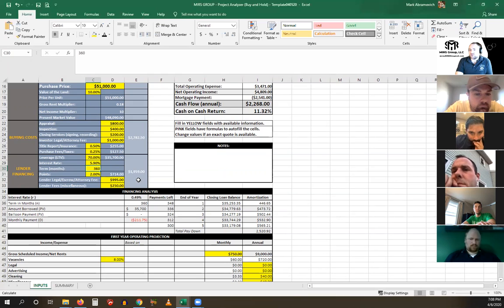It's irrelevant. You can adjust it however you need it, just that this is where you're seeing what the lender is costing you, right? The individual lender. And this is where you're seeing the individual buying costs.